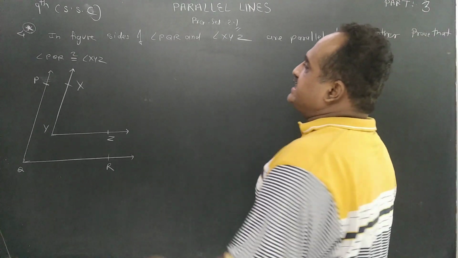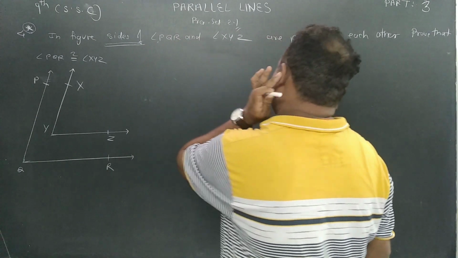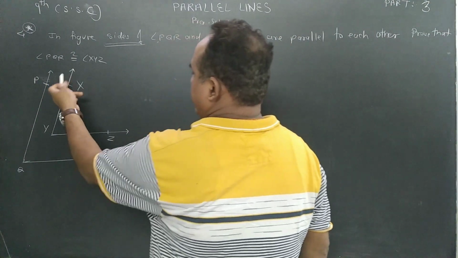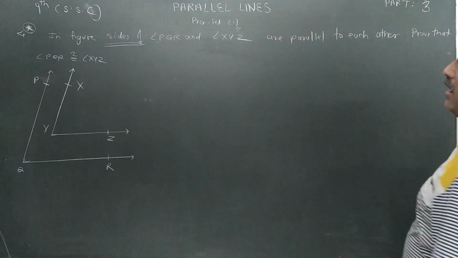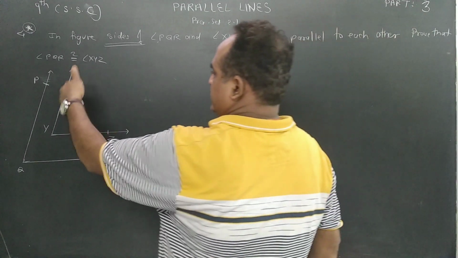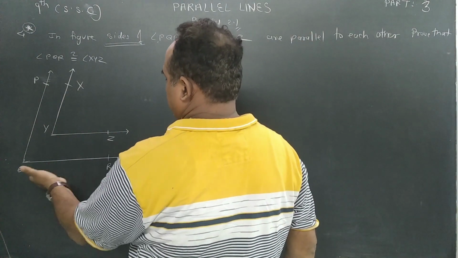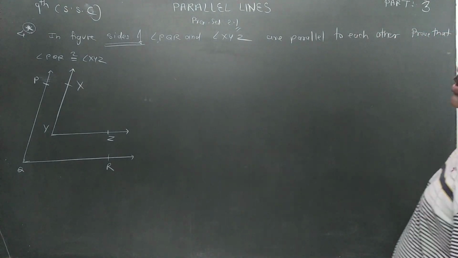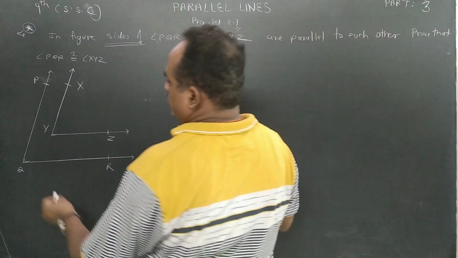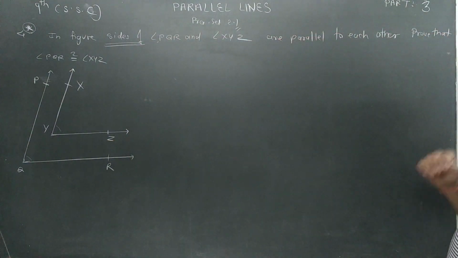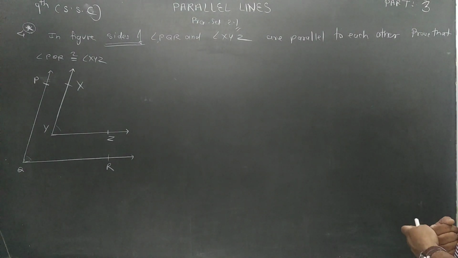They are given the sides of triangle, angle PQR, sides of which angle PQR and XYZ are parallel. That means you should know from the figure which sides are parallel. PQ is parallel to XY and QR is parallel to YZ. Then they have asked you that if the sides are parallel, we have to prove these two angles are congruent. So student, now there are three different methods to prove it.